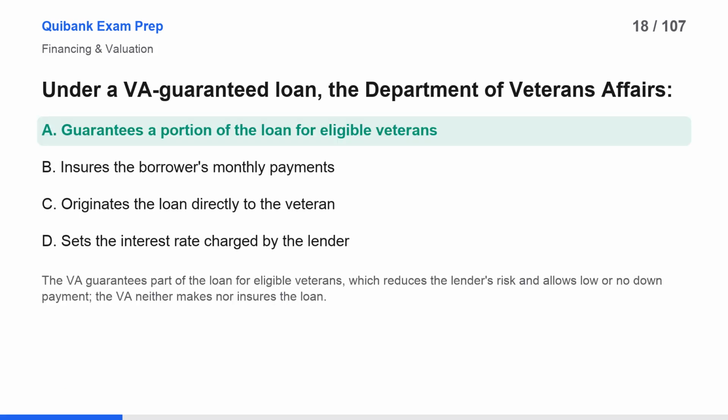The answer is A. Guarantees a portion of the loan for eligible veterans. The VA guarantees part of the loan for eligible veterans, which reduces the lender's risk and allows low or no down payment. The VA neither makes nor insures the loan.